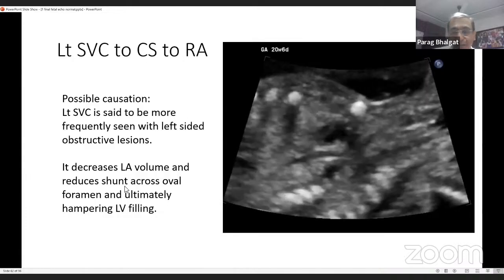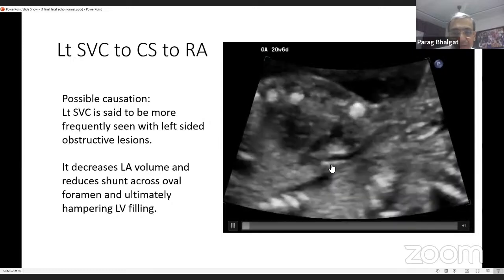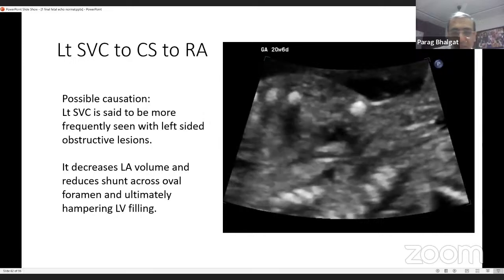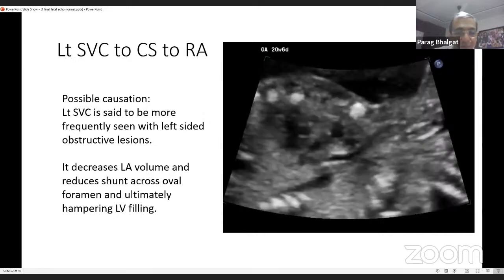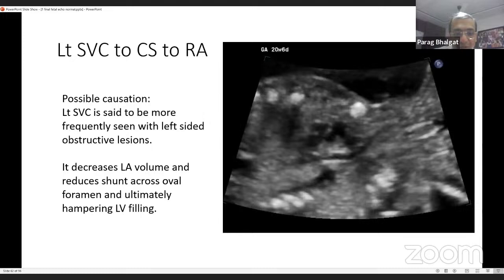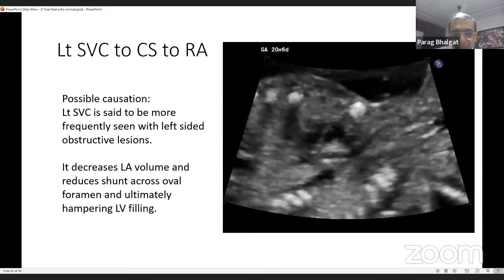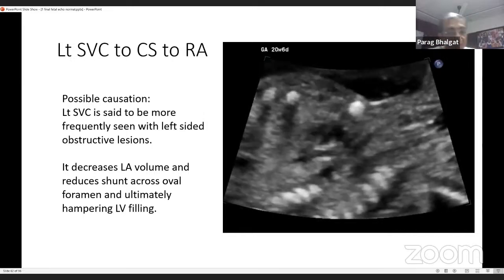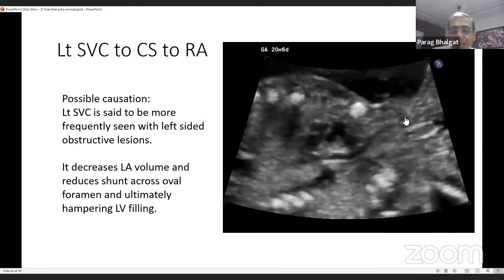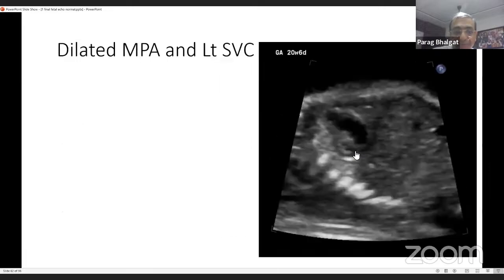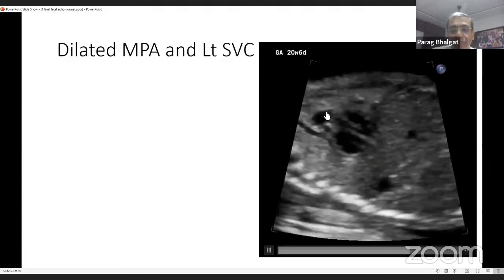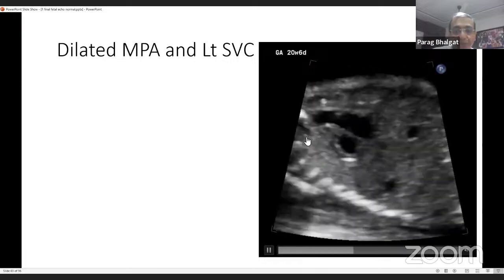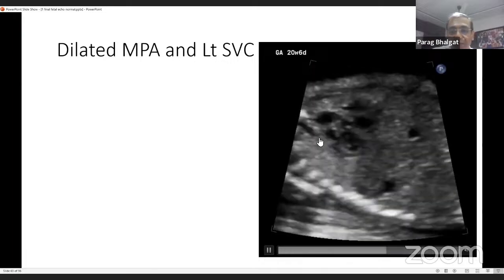I'm just demonstrating a left SVC in this case because there is a theoretical possibility that left SVC leads to decreased LA volume, decreased flow in the LV, and possibly is associated with increased chances of left-sided obstructive lesions. So this is the left SVC. This is the MPA arising from the RV, and this is the left SVC.